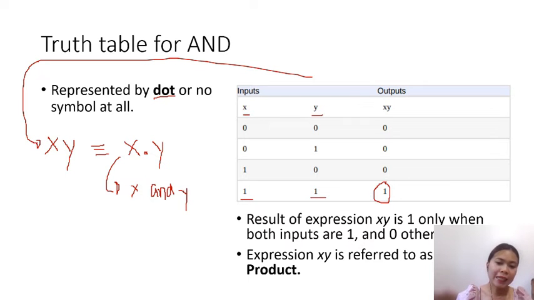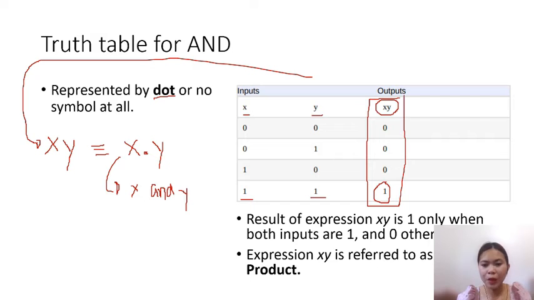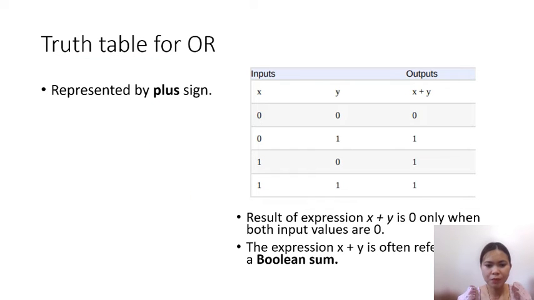And basically, the expression x and y can be referred to as the Boolean product. So we can call this column here the Boolean product of expression x and y. Okay? So that's for the AND operator. Now let's proceed to the OR operator.